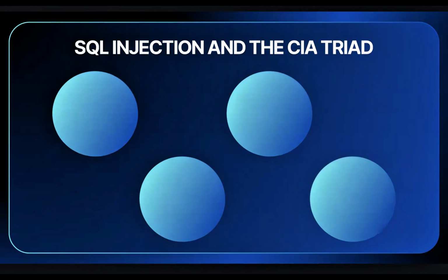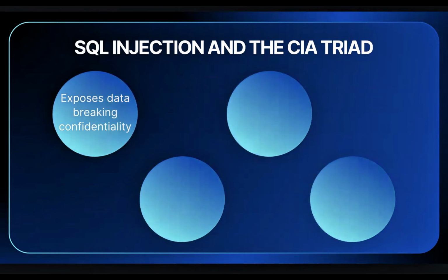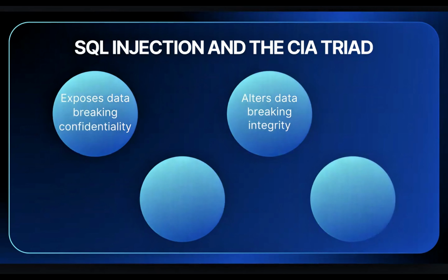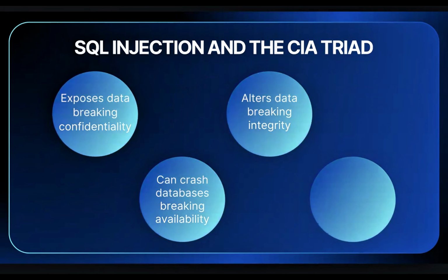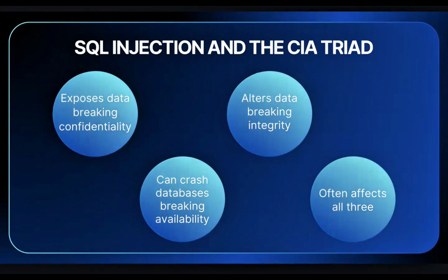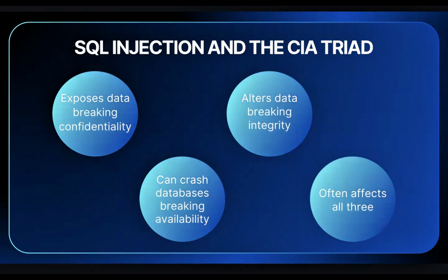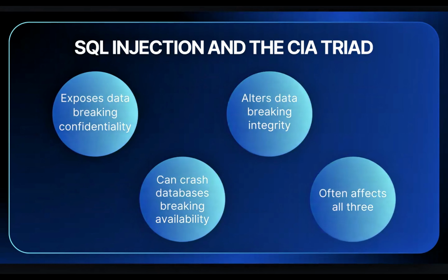Let's now connect SQL injection and the CIA triad. SQL injection affects all core security principles. Confidentiality is broken through data exposure, integrity is broken through data modification, and availability is broken if the database is crashed. Many SQL injections affect all three pillars of cybersecurity. That is the CIA triad: confidentiality, integrity, and availability.